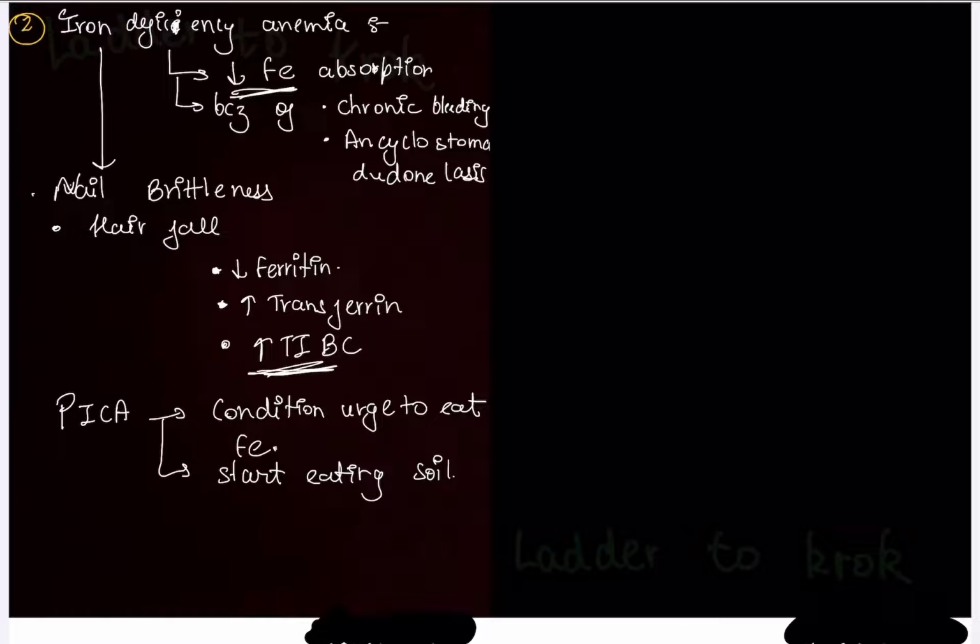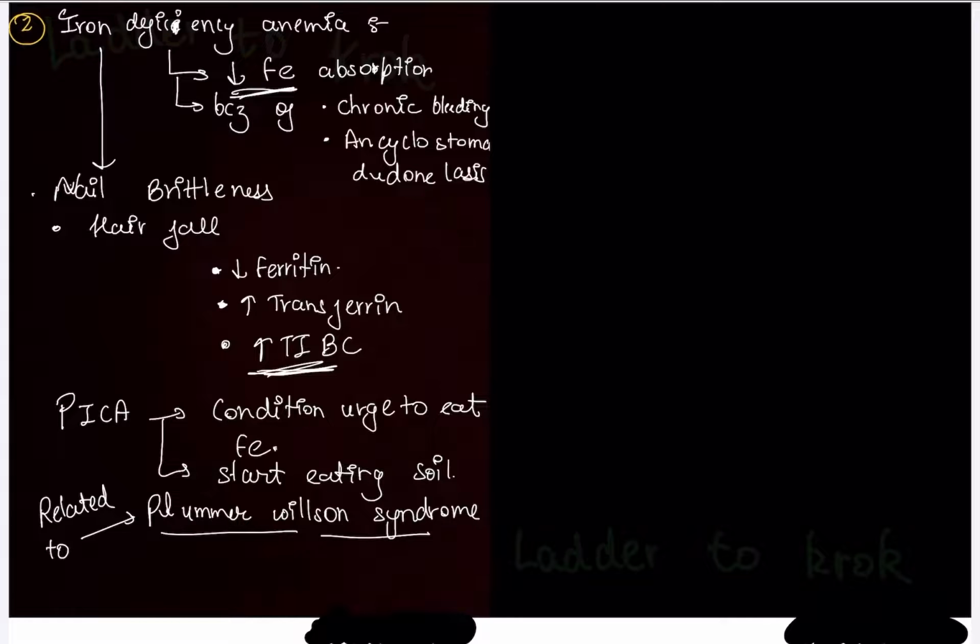Iron deficiency anemia is related to one more disease, and that disease is Plummer-Vinson syndrome. These two diseases are interlinked. How? In this disease, the symptoms are oesophageal webbing, iron deficiency anemia, and dysphagia.